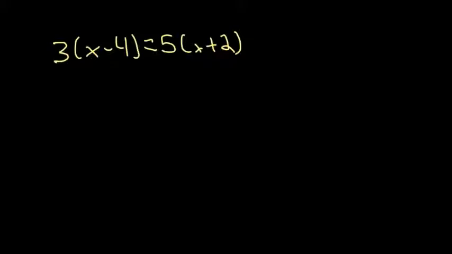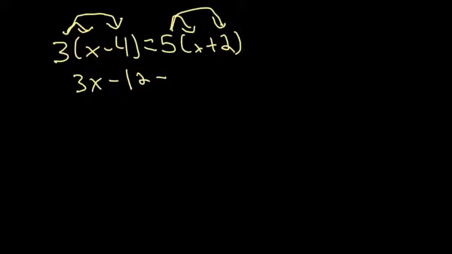Alright, let's do one more example, and this one involves the distributive property. So I have 3 times x minus 4 equals 5 times x plus 2. So first step, distribute the 3 to the x and the 4, and distribute the 5 to the x and the 2. So 3 times x is 3x, minus 3 times 4 is 12, equals 5 times x is 5x, plus 5 times 2, which is 10. So now I got 3x minus 12 equals 5x plus 10.